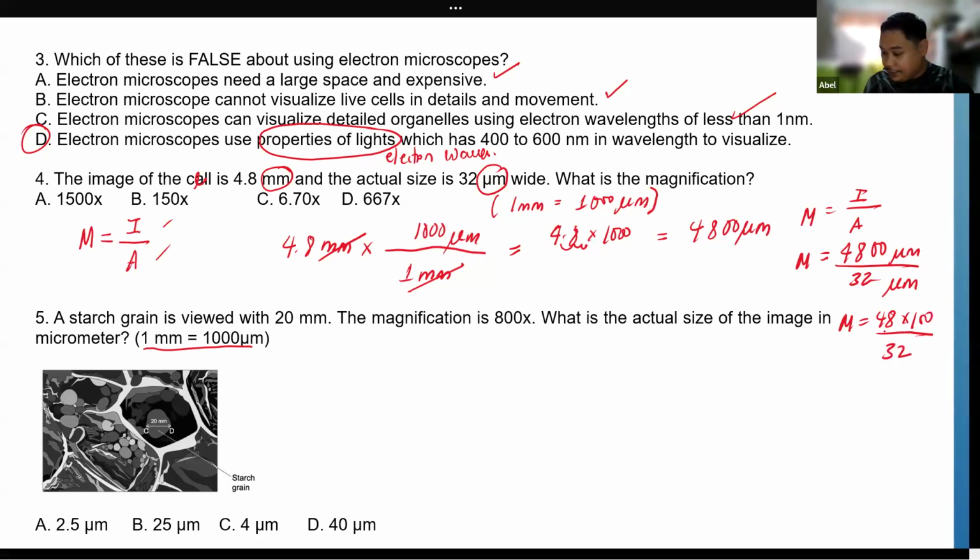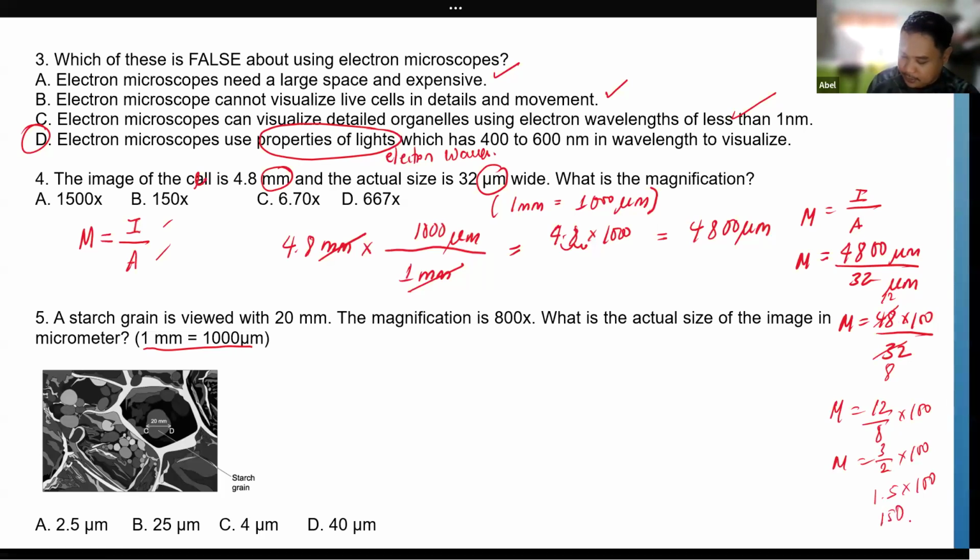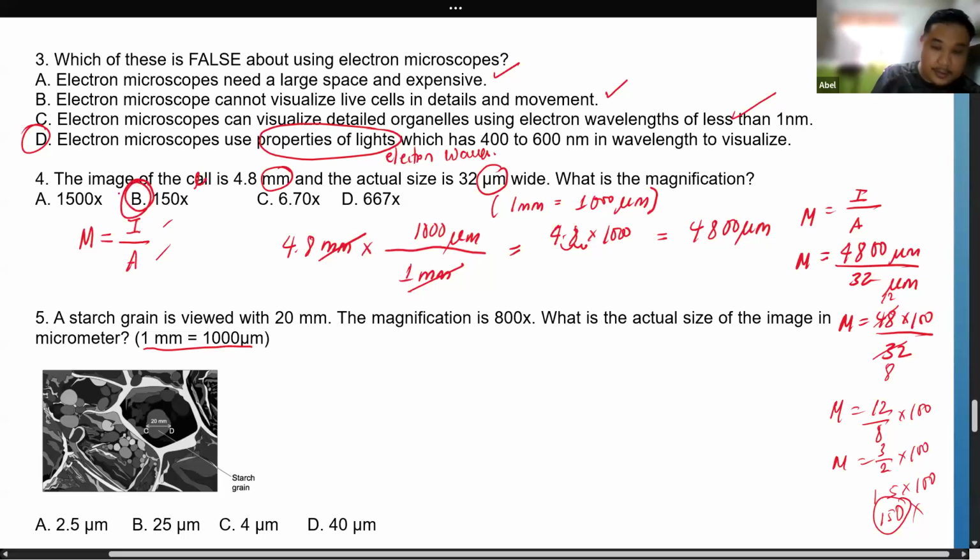So 48 and 32. 48 divided by 4 is 12. 32 divided by 4 is 8. So that would be 12 over 8 times 100. And 12 divided by 4 is 3. 8 divided by 4 is 2. So that's 3 over 2 times 100. And what is 3 over 2? That is 1.5 times 100. And 1.5 times 100, adjust it with 2 decimal places. So that would be 150 times. So for letter B, our answer is 150 times.